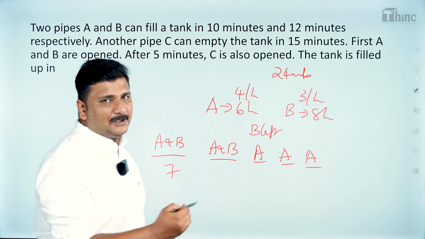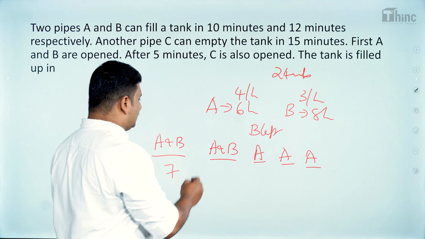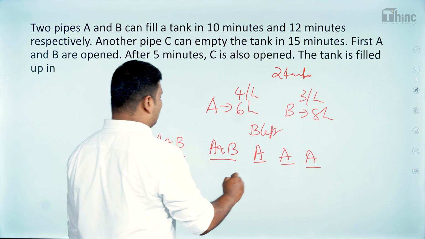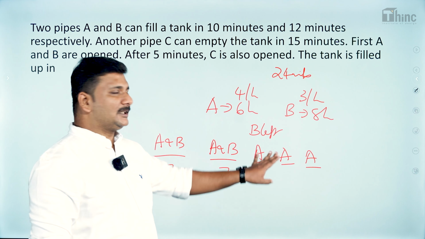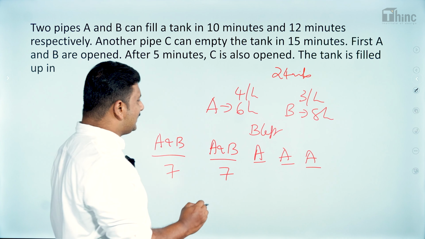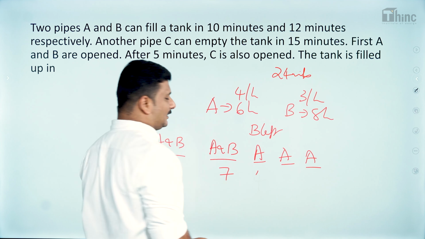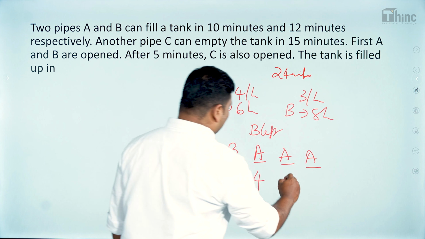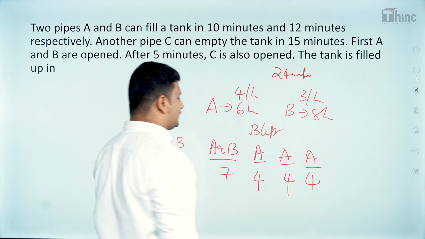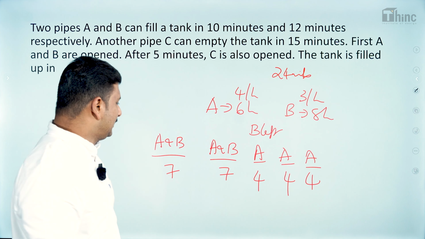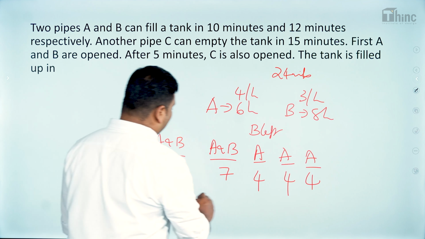So in the first hour, A and B are working together, so they will do 7 units. Next hour also A and B are working together, they will do 7 units. Now from the third hour onwards, only A is working. So A will do 4 units in an hour. Next hour A will do 4, next hour A will do 4. In that way he is working, right? So in the first 2 hours, already 14 is done.